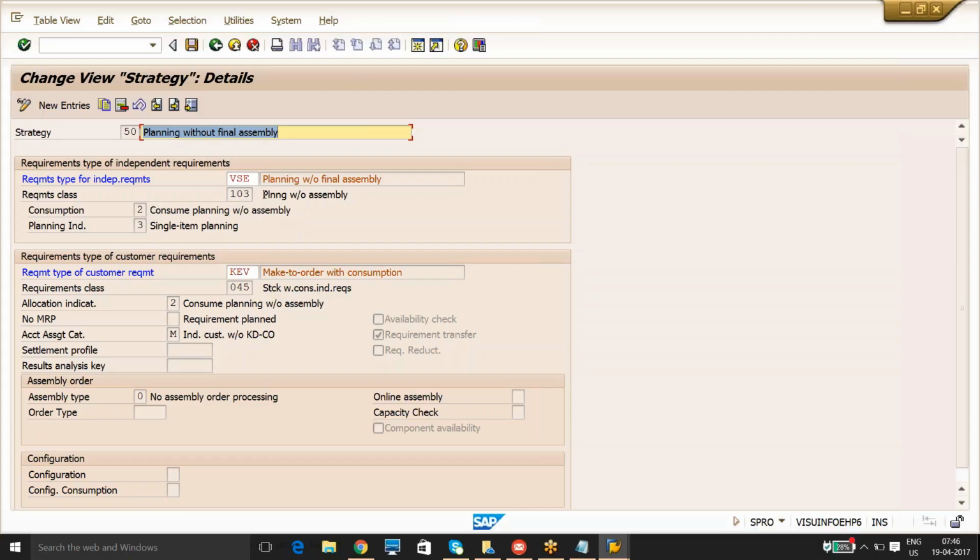Can you come again? So planning without assembly. If we understand the same example, assembly means motherboard and keyboard, something like that. Yes, yes. So planning without assembly means I need to plan only the laptop. Yes, you need to plan only the laptop. You are not bothered about your assembly parts. So class 103 means planning without assembly. That means I need to plan only the laptop, that is, the planning in ECC or GATP.